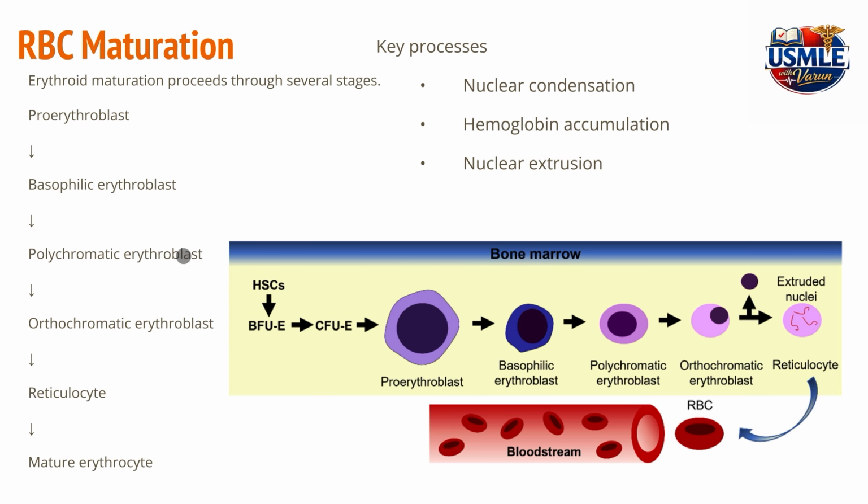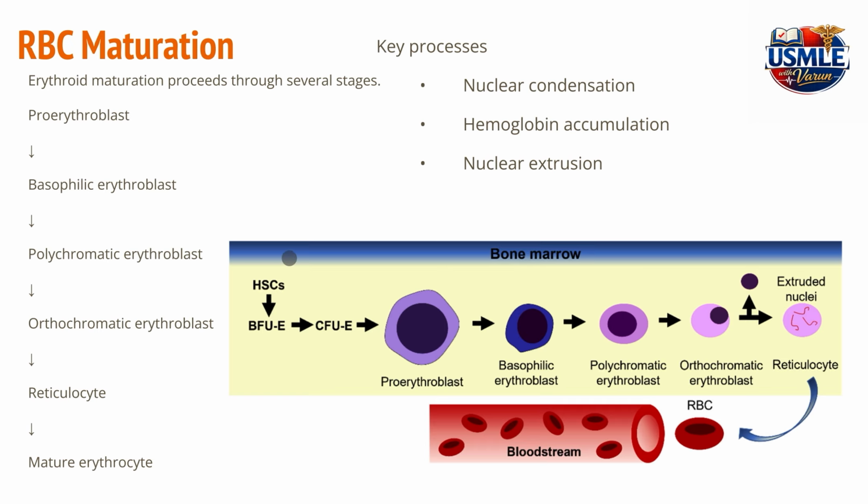Now let's look at how a red blood cell actually matures. It starts as a proerythroblast and then goes through multiple stages before becoming a mature erythrocyte. During this process, three main things happen. The nucleus condenses, hemoglobin accumulates, and eventually the nucleus is completely extruded, so the nucleus completely disappears. The different stages include proerythroblast, basophilic erythroblast, polychromatic erythroblast, orthochromatic erythroblast, reticulocyte, and finally a mature erythrocyte.